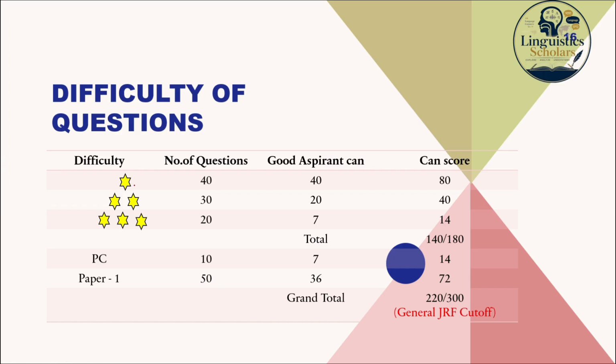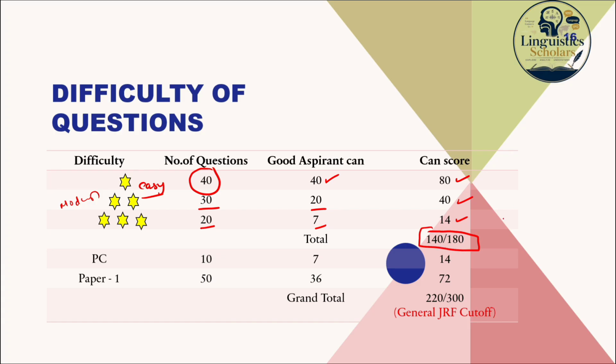So if we look at the difficulty of the questions, we got 40 easy questions. A good aspirant who worked for it can answer 40 out of 40 and can score 80. And moderate questions are 30. Okay, and a good aspirant can answer 20 at least and can score 40 marks. And hard questions are 20. A good aspirant can at least score 7, so that he can score 14 marks.